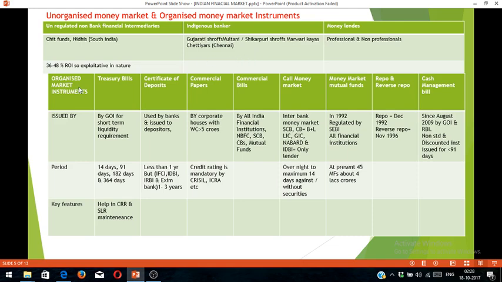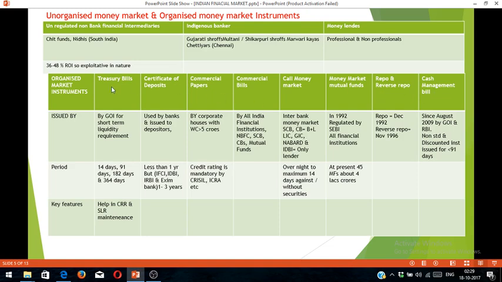Now I will talk about organized money instruments or the organized money market. In the organized money market, there are rules and regulations. You cannot go beyond the rules and regulations, and we are also part of that organized money market. So the instruments we deal in in the organized money market are treasury bills, certificates of deposit, commercial papers, commercial bills, call money market and mutual funds, repo and reverse repo, and cash management bill.